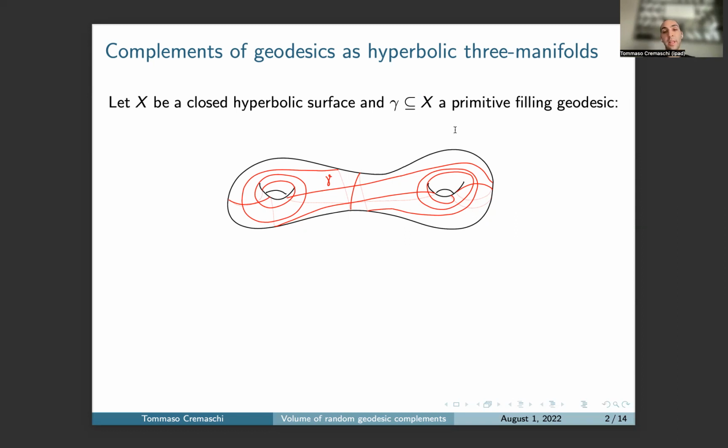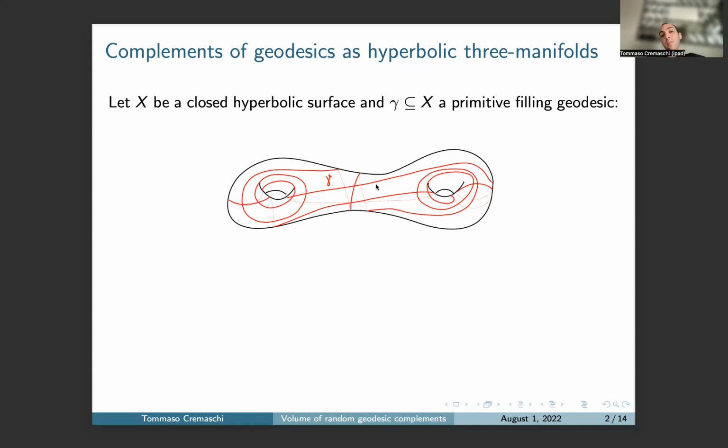If I cut along the red curve gamma, I get a bunch of boundary components like this. And all the components that you're left with, you want them to be disks, or if your surface admits boundary punctures, you also allow disks with one puncture. So this is what primitive filling geodesics are.